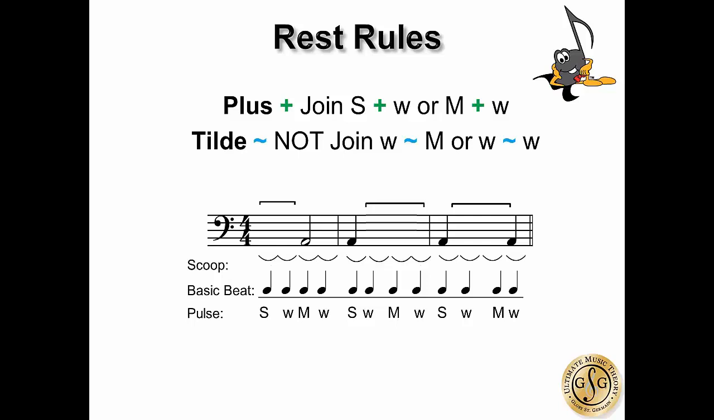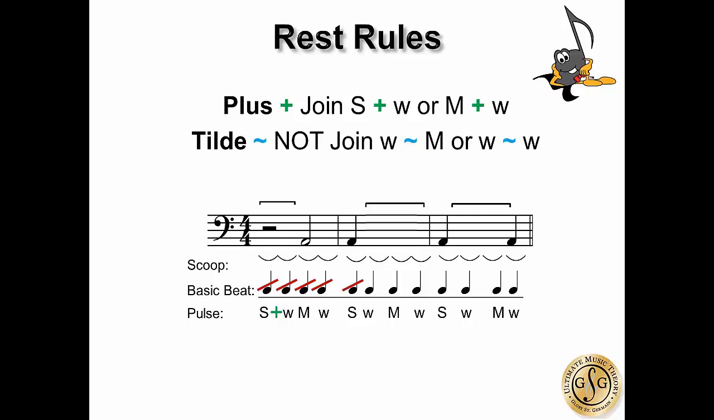At the end of the first measure is a half note, so we cross off basic beat 3 and 4. The pulse indicates a strong plus weak, so we add the plus sign between the strong plus weak and combine both beats 1 and 2 into one half rest and then cross off the basic beats. In the second measure, we have 1 quarter note, so we cross off strong beat 1.